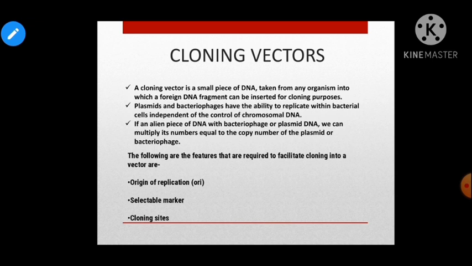If a foreign piece of DNA is linked with the plasmid or bacteriophage's DNA, its number can be multiplied and become equal to the copy number of the plasmid or the bacteriophage. Now there are some features that are required to facilitate cloning into a vector. The very first one is the origin of replication.